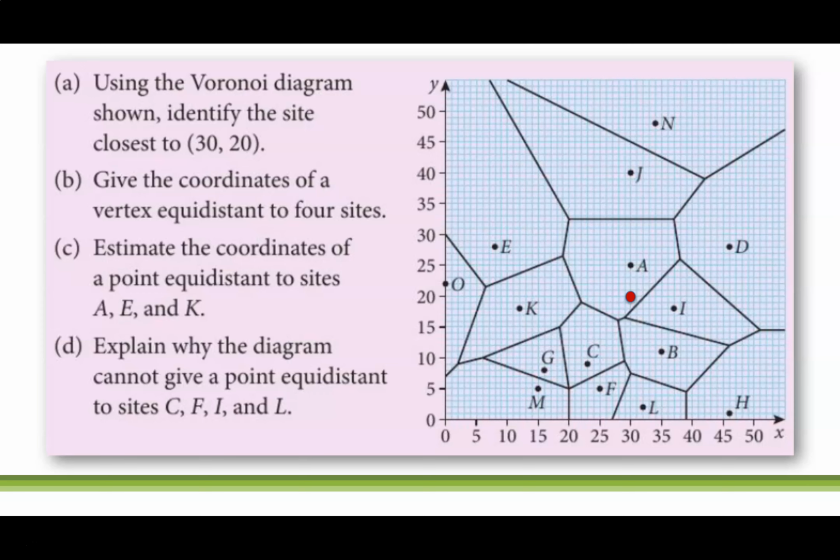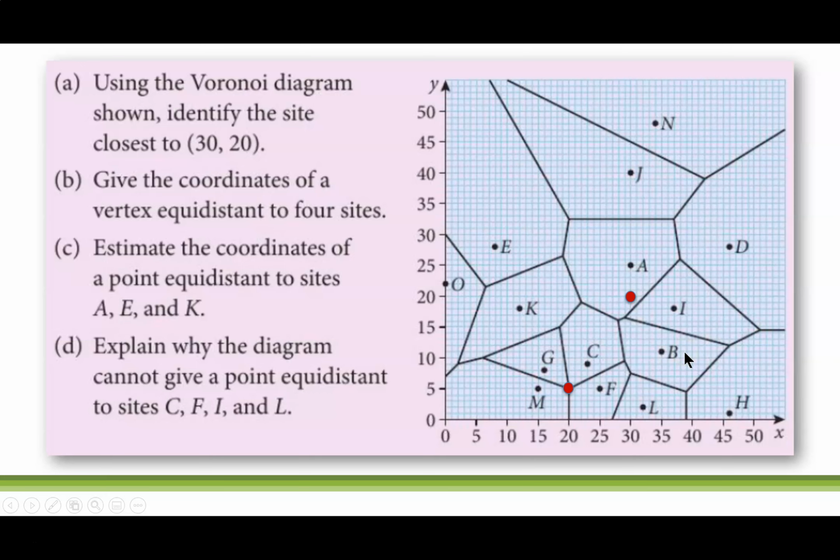Give the coordinates of the vertex. 4 equidistant sites. What I would notice here is that 4 of these edges, 4 of these straight lines, met right here. So I have to conclude that all 4 of these points here must be equidistant from it.